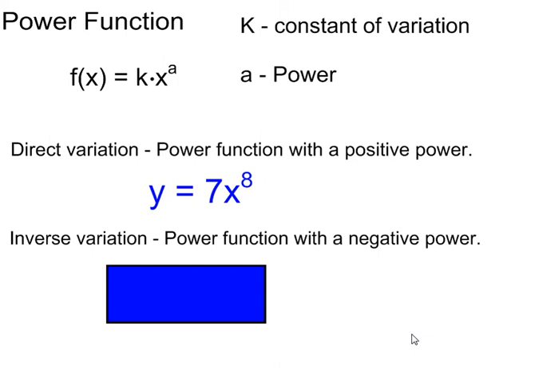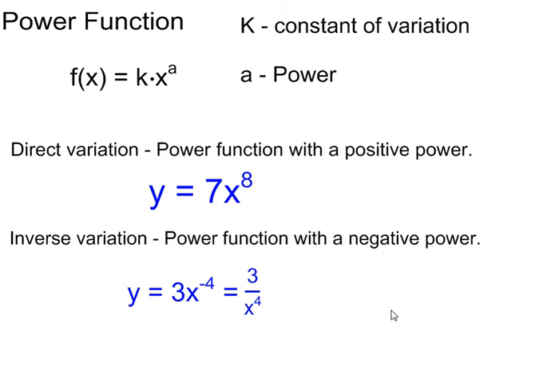An inverse variation, again, is a power function with a negative power. An example could be this, where y equals 3 times x to the power of negative 4. Again, 3 is your constant of variation. Negative 4 is your power. We can also write this as 3 over x to the 4th. If you remember your exponent rules from the first chapter, we talked about if it's negative, we can bring it to the bottom and make it positive. So that's why it is an inverse variation. In both situations, they just have a constant in front of it.